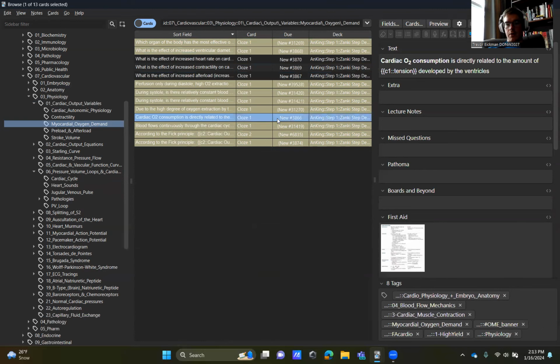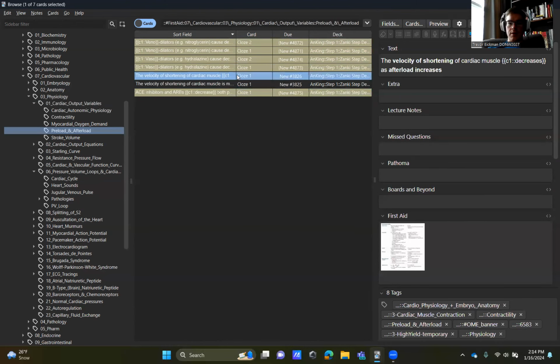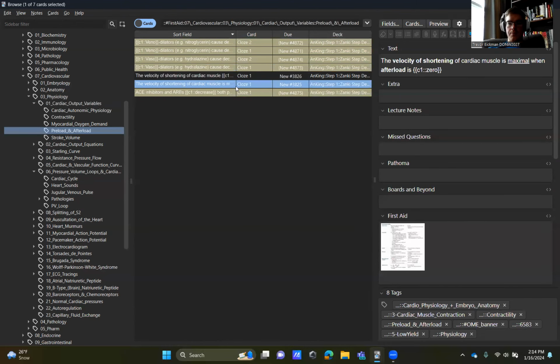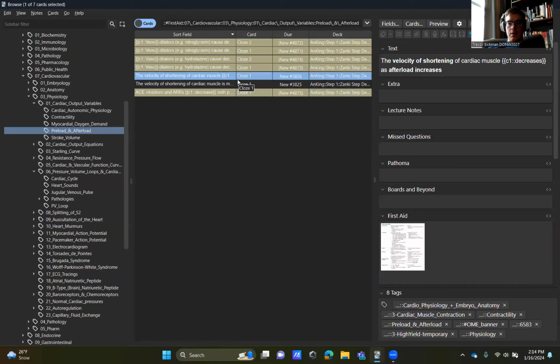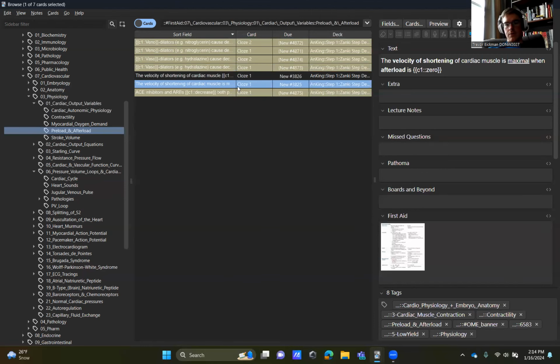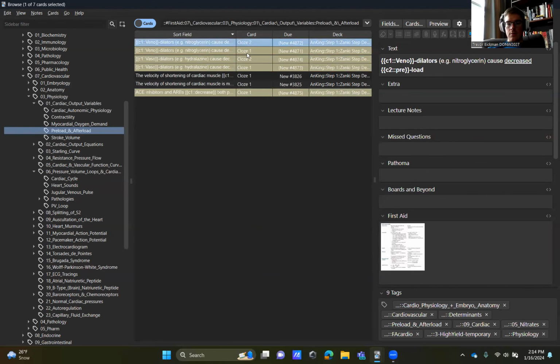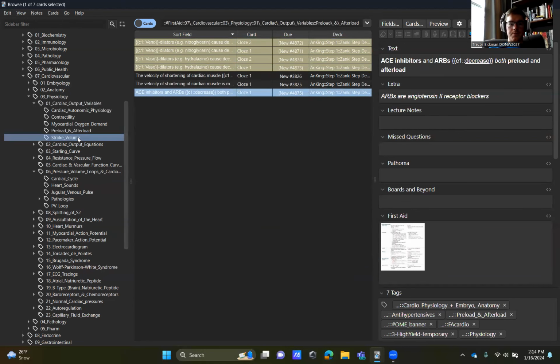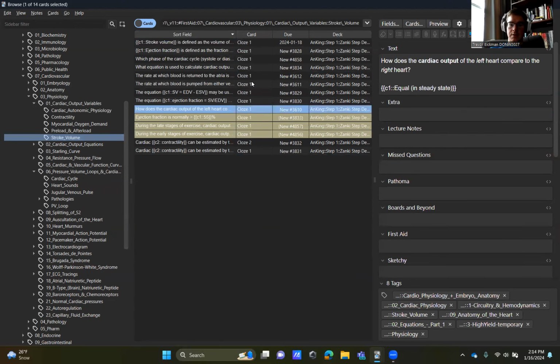And then this card down here, just because Dr. McCulley touched on the oxygen consumption of the heart as cardiac output increases as well. Afterload and preload, I just picked up these two here. So the velocity of shortening of cardiac muscle decreases as afterload increases, in this one, just because these ones go into more pharmacology related questions. So we haven't learned that yet, but that is coming.